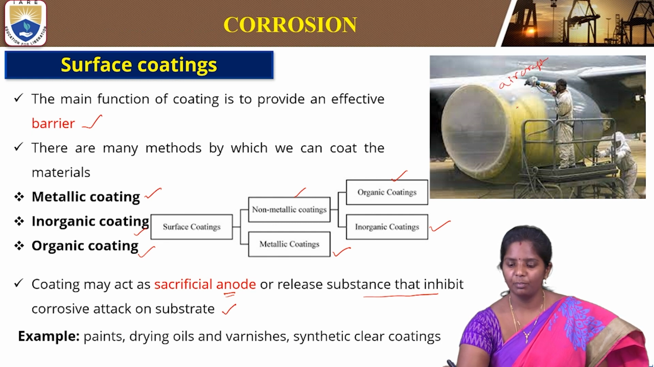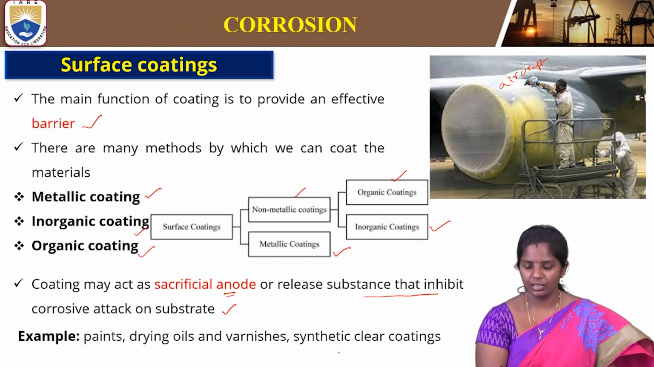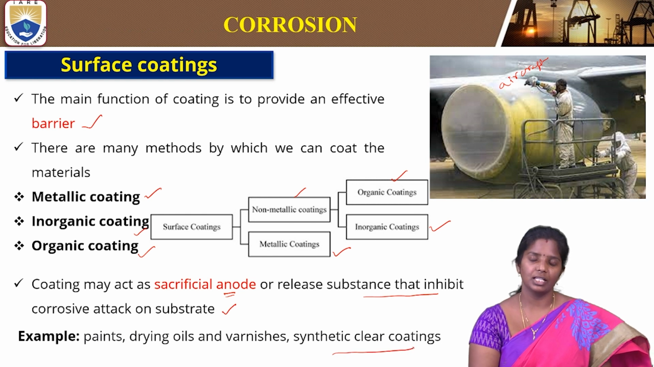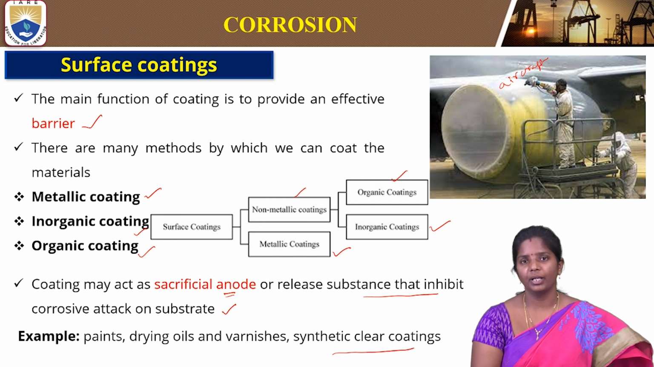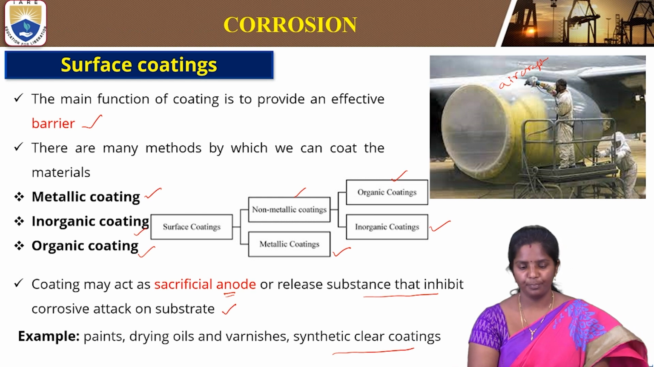So he is coating with a paint. This paint becomes a sacrificial anode and it will protect the base metal. Examples are paints, drying oils or varnishes, synthetic clear coatings. These are some of the examples. So we will see in detail, one by one, different coatings and their applications.